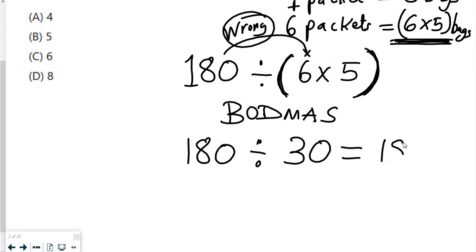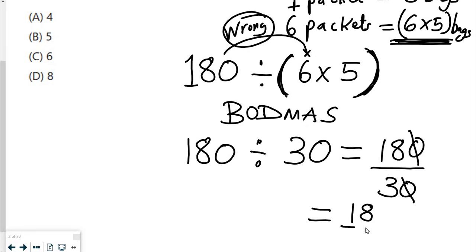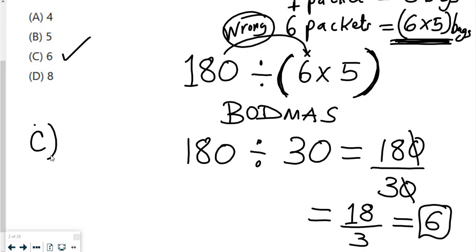You can write it this way, 180 divided by 30, meaning 180 upon 30. Then cut this 0 and this 0, and you are left with 18 upon 3, and 18 divided by 3, the answer will be 6. So the correct option here is option C, the option with 6. The next question.